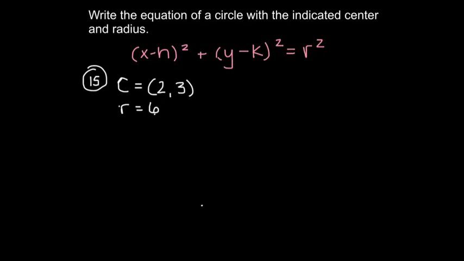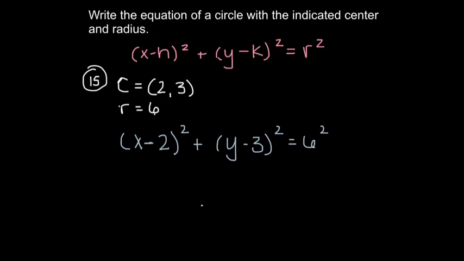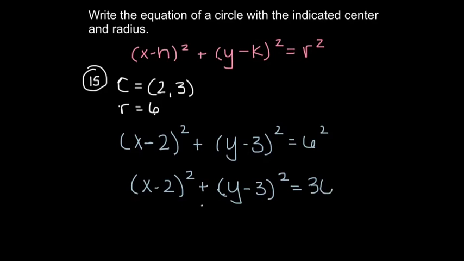Similarly, for number 15, we want to fill in the coordinates 2, 3 for h and k, and fill in that 6 for r. Doing so gives us x minus 2 quantity squared plus y minus 3 quantity squared equals 6 squared. If I clean that up by squaring the 6, then I can leave this as x minus 2 quantity squared plus y minus 3 quantity squared equals 6 squared, which is 36.